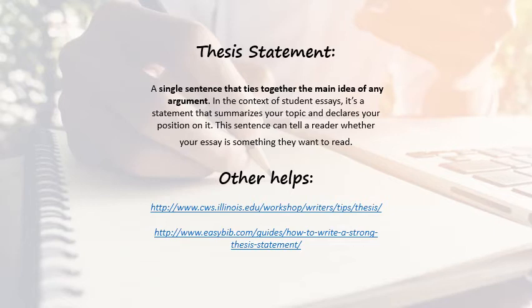It's a single sentence that ties together the main idea of any argument. In the context of student essays, it's a statement that summarizes your topic and declares your position on it. The sentence can tell a reader whether your essay is something they want to read. I'm interested in that it gives the main idea, that it summarizes your topic and tells me your position. That's what I'm looking for. It's one sentence that does that, your topic sentence. It explains where you're going, the position you're taking.